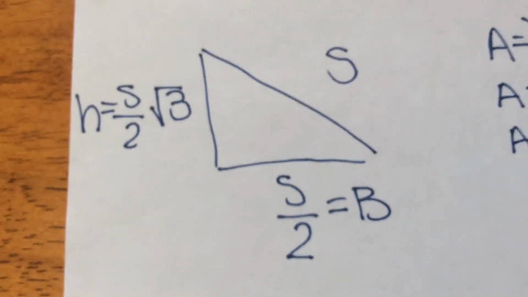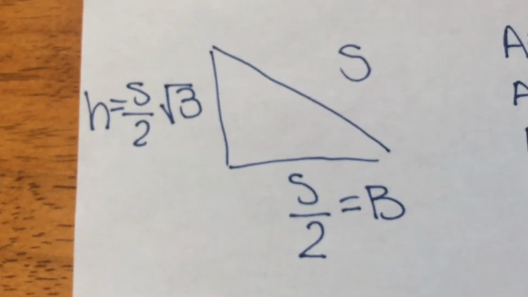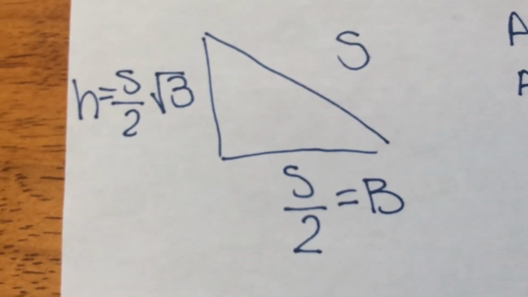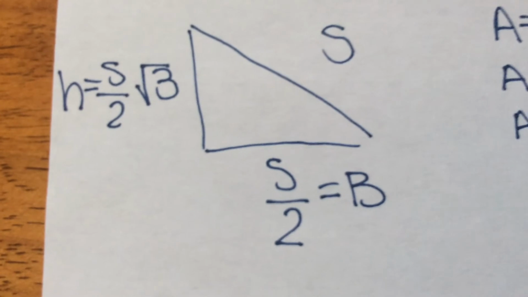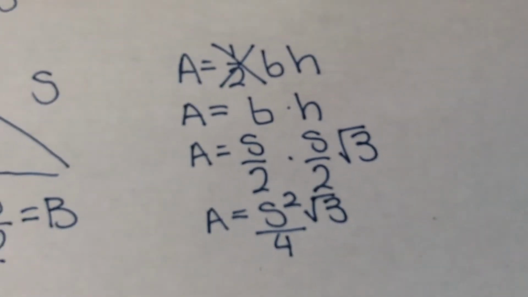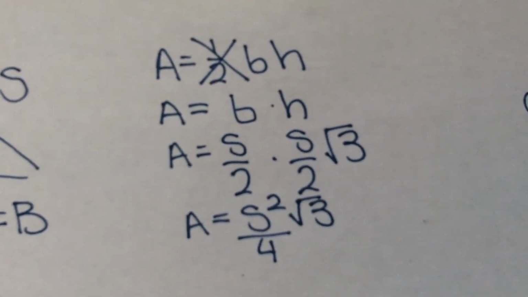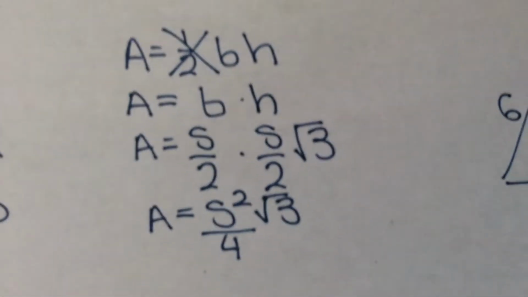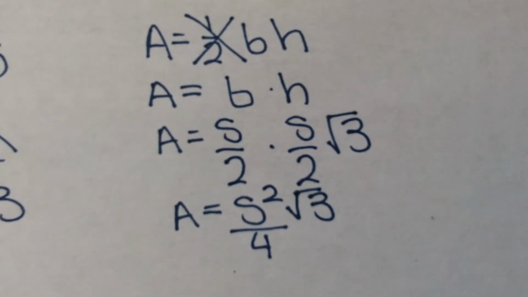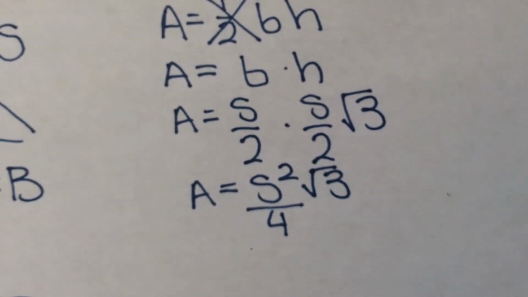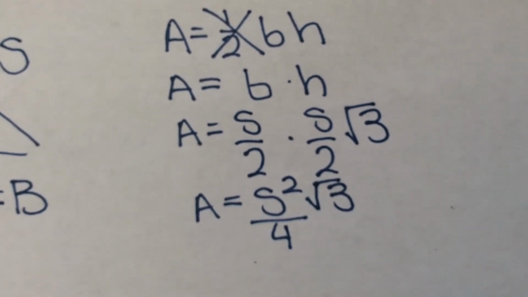And then we have s divided by 2 times the square root of 3 as the height, because to get from the base to the height, you have to multiply by the square root of 3. So now that we have the base and the height, we can use our formula A equals 1/2 times the base times the height, but we only need to do the base and the height because s divided by 2 is already half the base. So A equals s divided by 2 times s divided by 2 times the square root of 3. You get A equals s squared divided by 4 times the square root of 3.